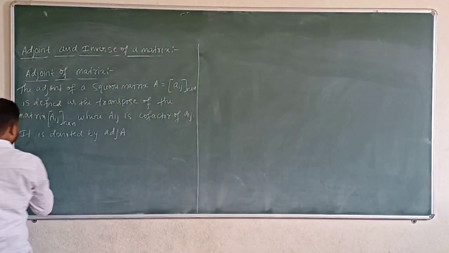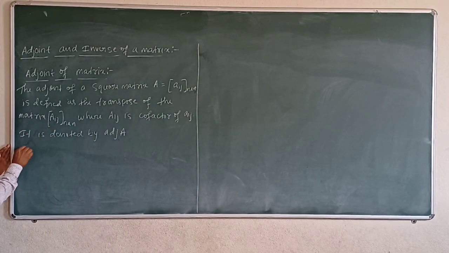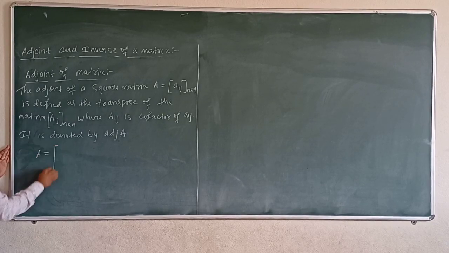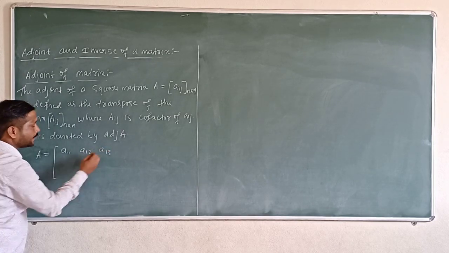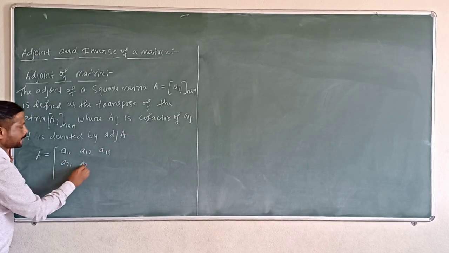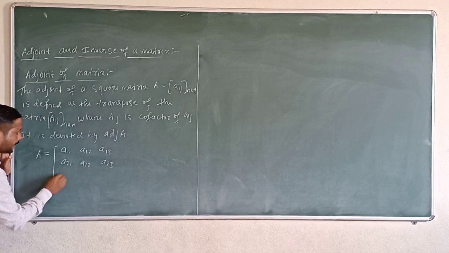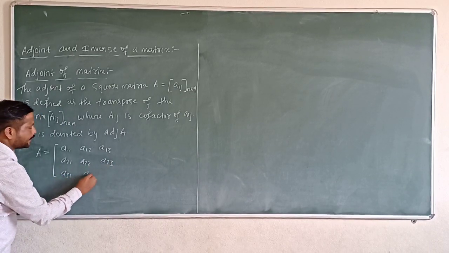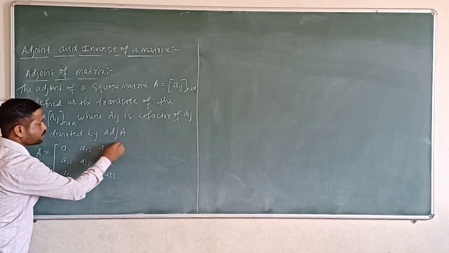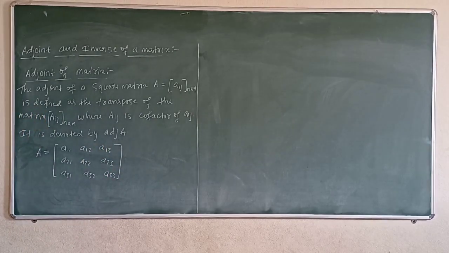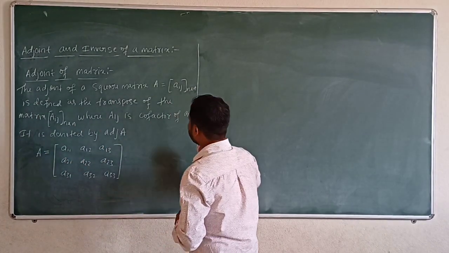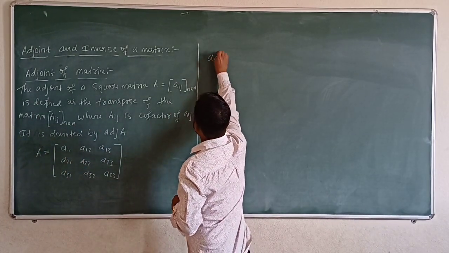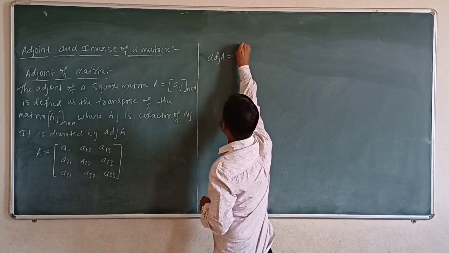Take one example, in general form. The matrix A is equal to A11, A12, A13, next A21, A22, A23, next A31, A32, A33 is the given matrix. What is the adjoint of the given matrix? The adjoint of matrix A is nothing but what here.